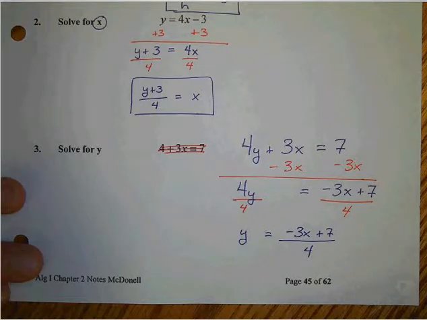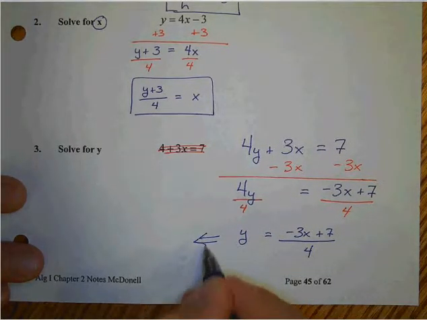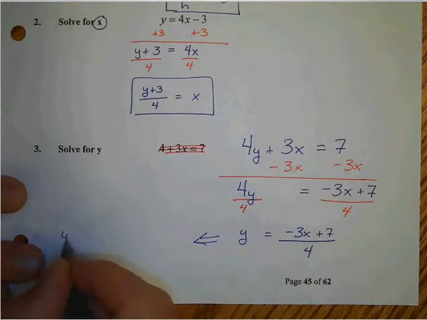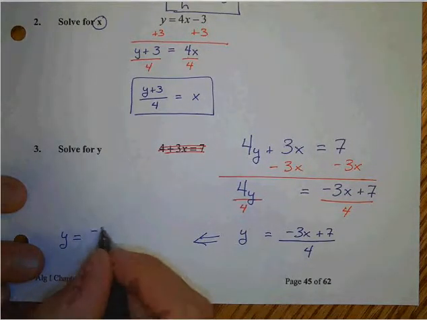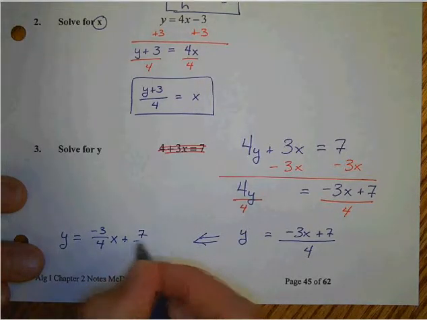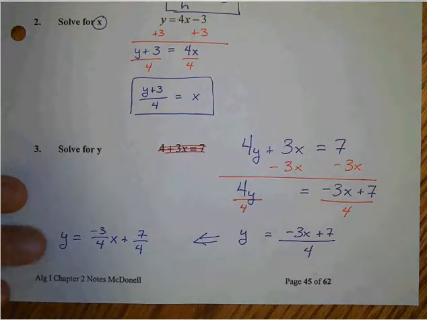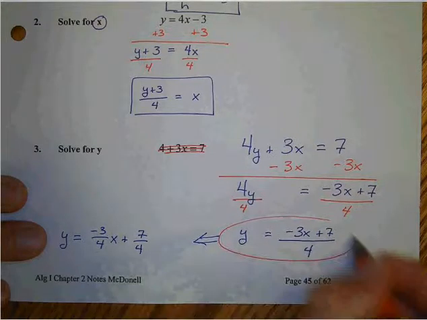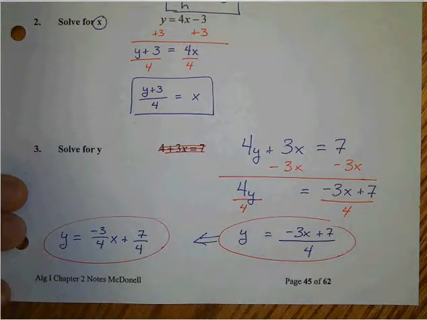Make sure you have a large fraction bar there. Now, an alternate answer might be written like this, by dividing each part by 4. Negative 3/4 x plus 7/4. Neither the first answer nor the second answer is either right or wrong. They are both correct in their own way.